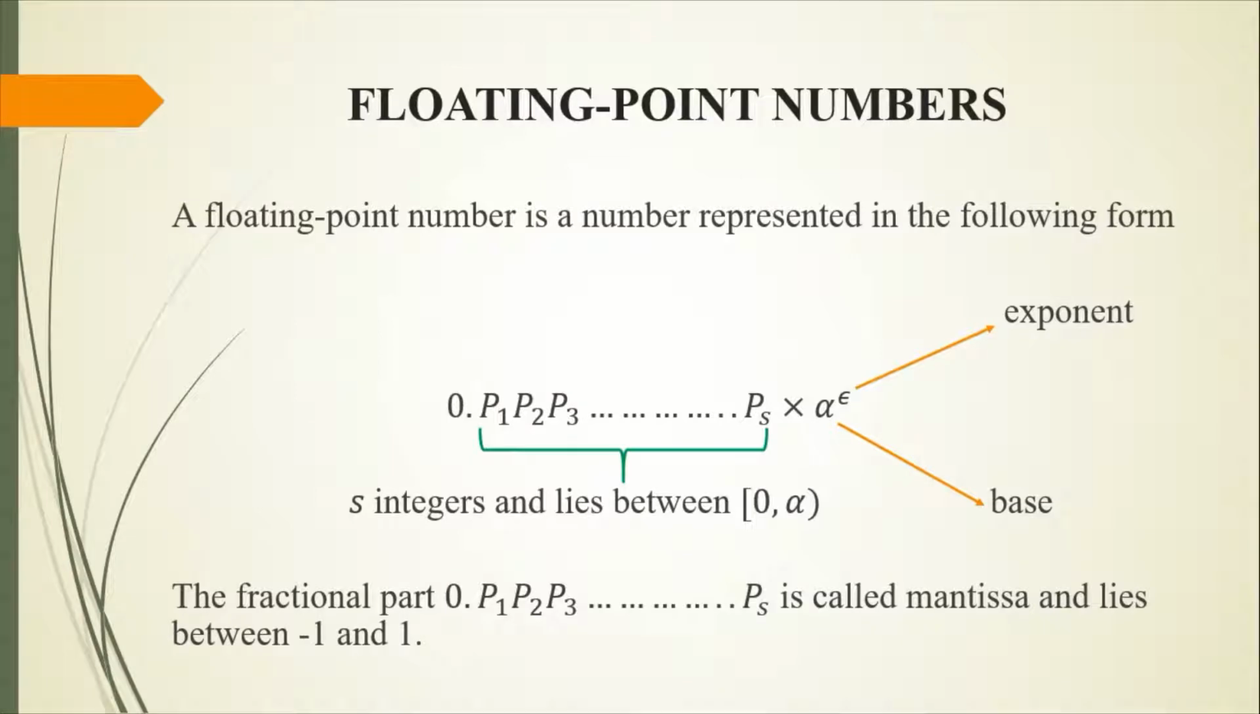Floating point numbers. If we can represent a number in this form, then the number is called a floating point number, where P1, P2, P3, dash Ps are S integers and lie between 0 and alpha. Alpha is a base and epsilon is the exponent. The fractional part 0.P1 P2 P3 dash Ps is called the mantissa and it lies between -1 and 1.